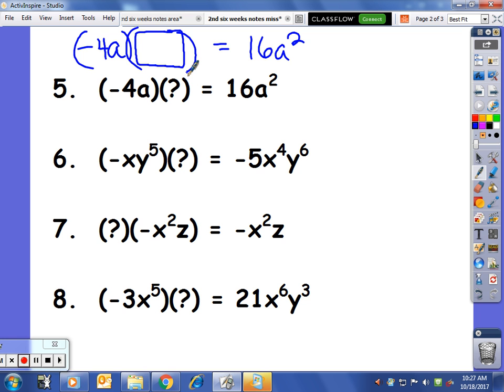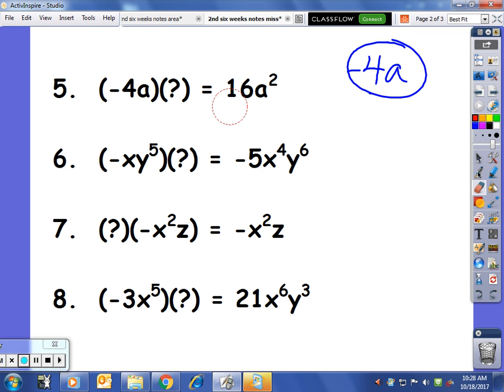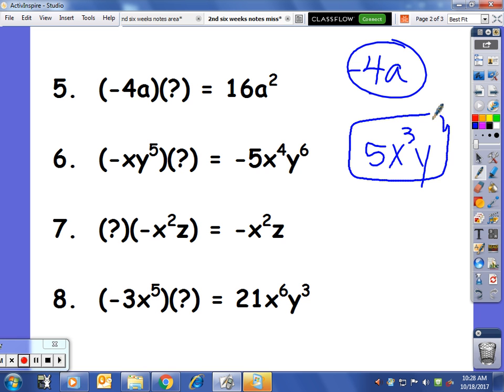All right, what goes in the blank or the question mark or the box or however you want to write it for number 5? Negative 4a was the missing factor here. Because negative 4 times negative 4 is how we get a positive 16. And then a times a is how we would get a squared. Okay, how about number 6? Number 6 would be a positive 5x to the third y. This was the missing factor on number 6.